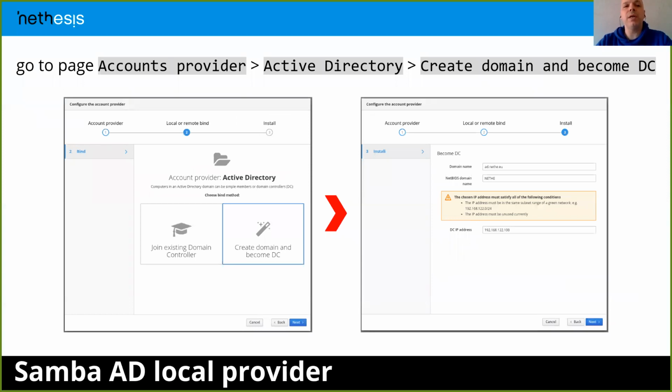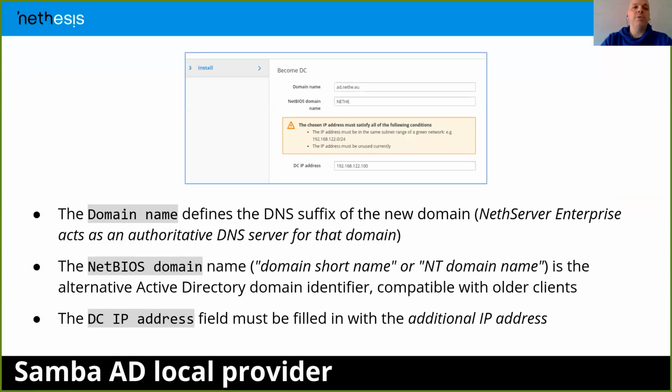To install a local Active Directory account provider, go to page Users and Groups, configure the account provider, Active Directory, create a domain, and become DC. The procedure will ask to provide some information about the domain we are creating.